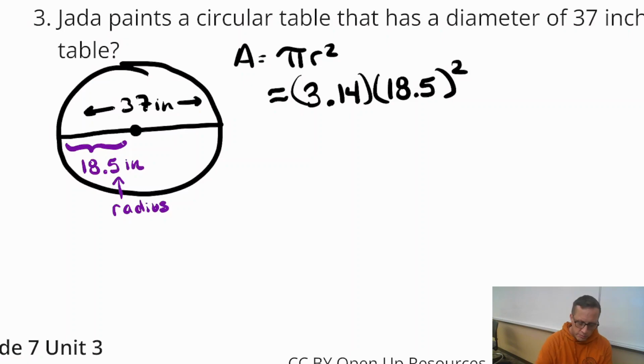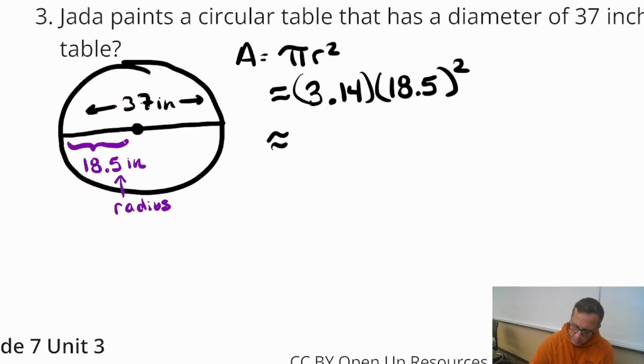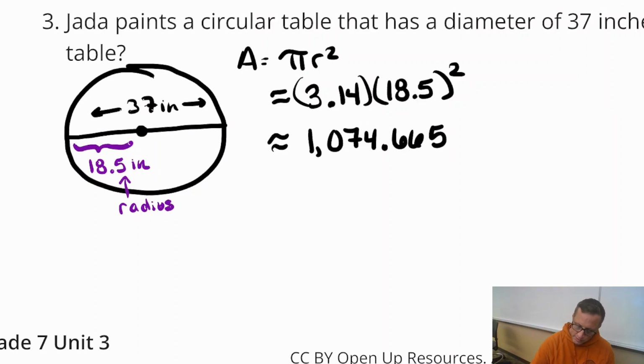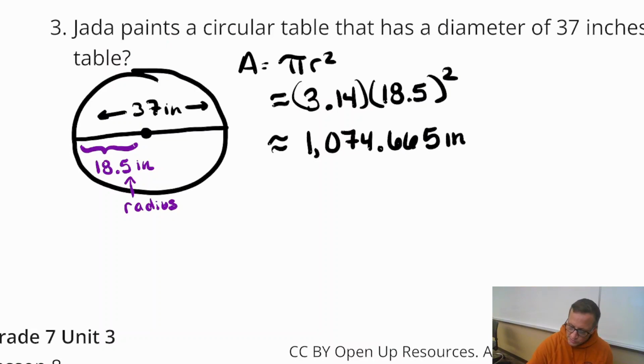3.14 equals, and I should do this more often, but I'm going to put approximately, because remember, whenever you're using pi, unless we're using the pi symbol, it's an approximation. It's not exact. We rounded it. So I'm going to put 1,074.665 thousandths. And this is square inches. Square inches right there. So that's the area of the table.